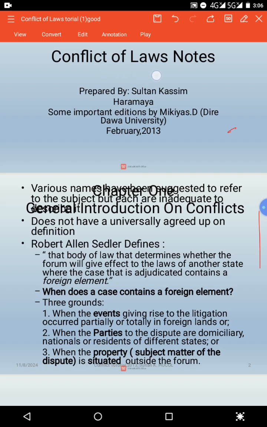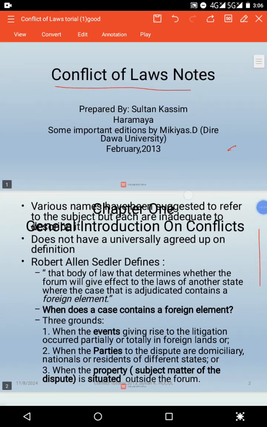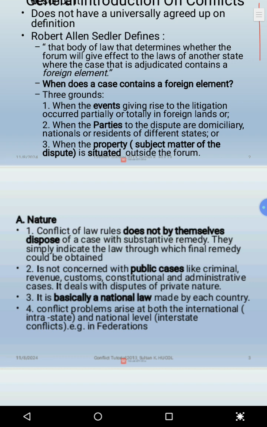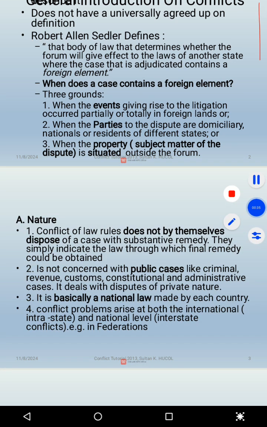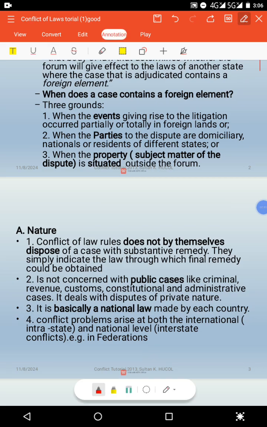Today we will talk about conflict of laws. As you can see here, I prepared a video for you, especially for university students from different countries, that we will talk about conflict of laws today. To start with the video, first we will mention conflict of laws. As you can see here, there are different definitions given by different scholars that are attached here. So we will discuss them here.